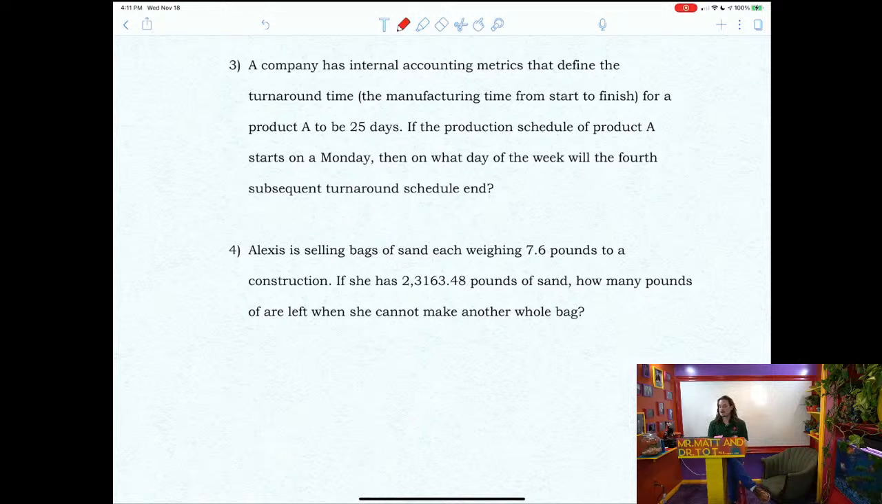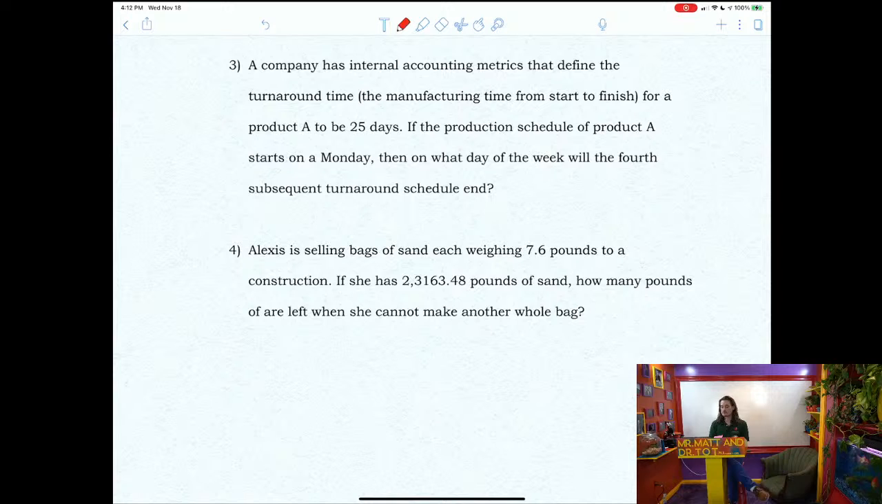Question 3 says, a company has internal accounting metrics that define a turnaround time, or in other words, the manufacturing time from start to finish, for product A to be 25 days. If the production schedule of product A starts on a Monday, then on what day of the week will the 4th subsequent turnaround schedule end?